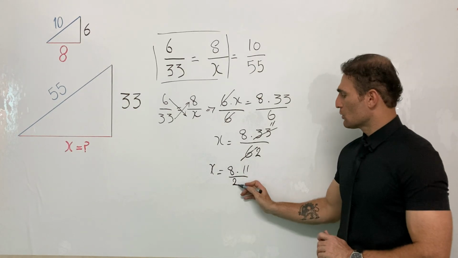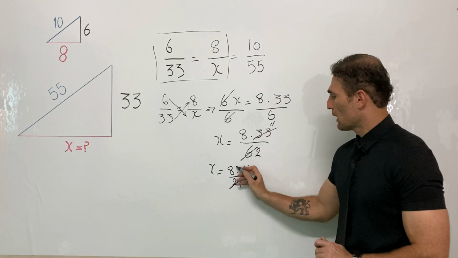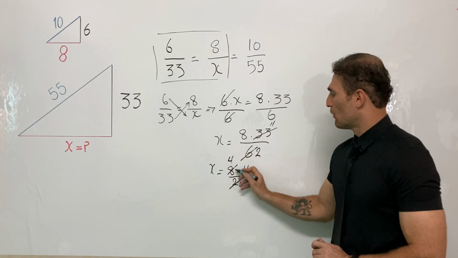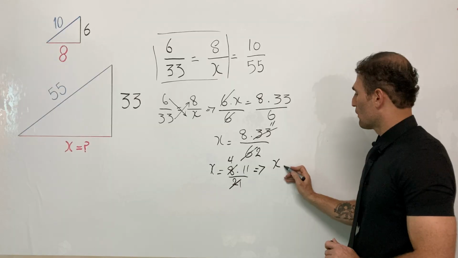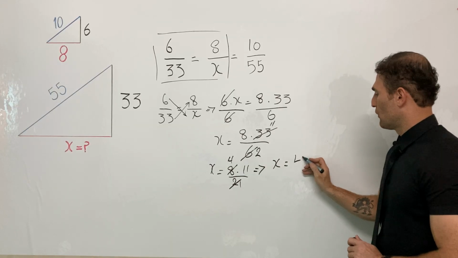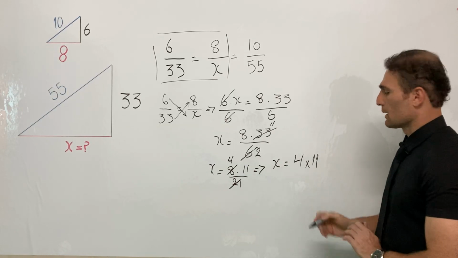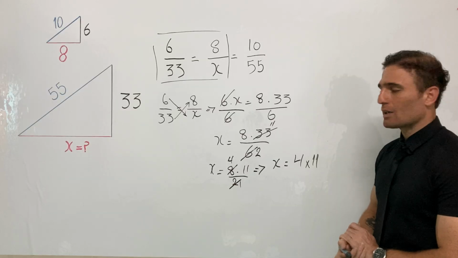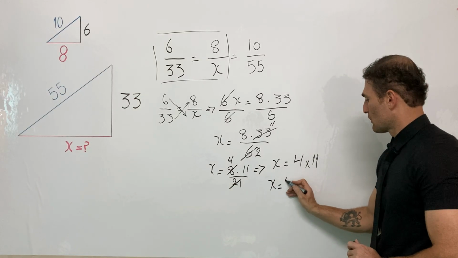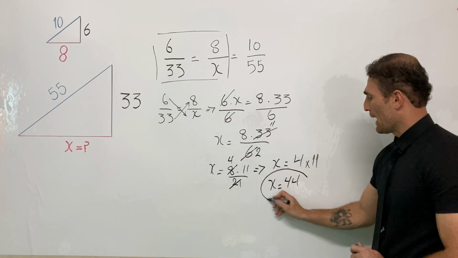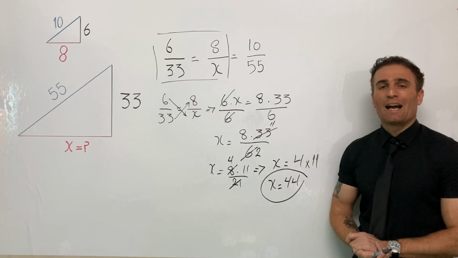And one more time, 2 divided by 2 is 1, 8 divided by 2 is 4. Therefore, the value of x is going to be 4 times 11. As you know, 4 times 11 is equal to 44. And this is the correct answer.